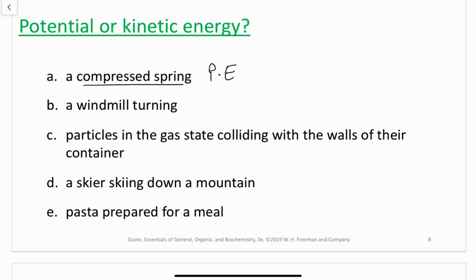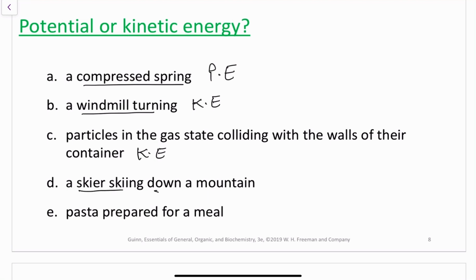The second one is a windmill turning. If the windmill is turning, that means it is the energy of motion. We call that kinetic energy. The third part is particles in the gas state colliding with the walls of the container. If the particles of the gas keep moving fast, colliding with the surface or wall of the container, that means this is a form of kinetic energy, right? They are colliding because of the movement.